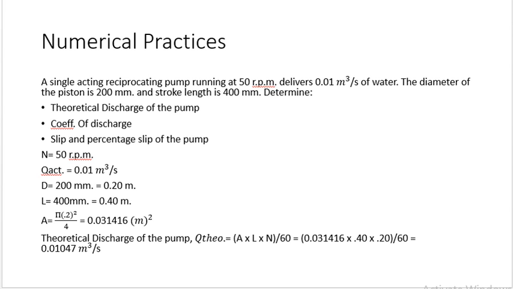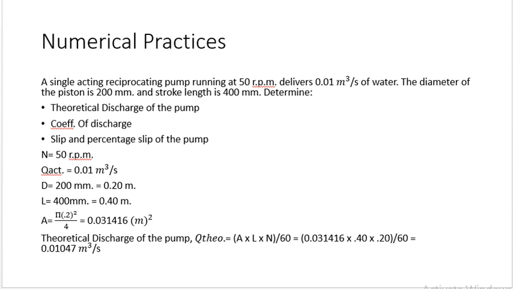Now we have to calculate first theoretical discharge of the pump. We had studied in our last lecture that theoretical discharge of single acting pump. It is mentioned in the question that the pump is single acting reciprocating pump. So we know that theoretical discharge of single acting pump is ALN by 60. Area you had calculated here. L is given which is 0.40 meter. N is equal to 50 rpm. So you can calculate easily. Theoretical discharge is 0.01047 meter cube per second.